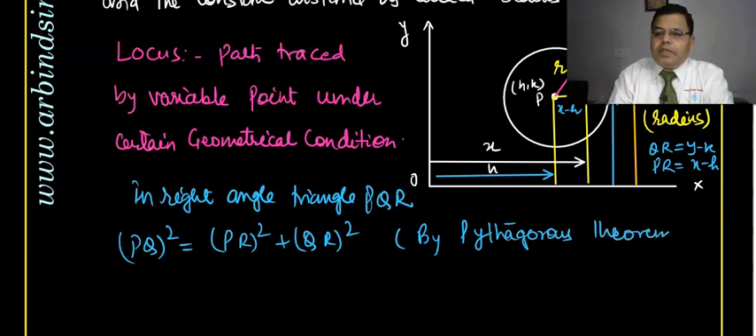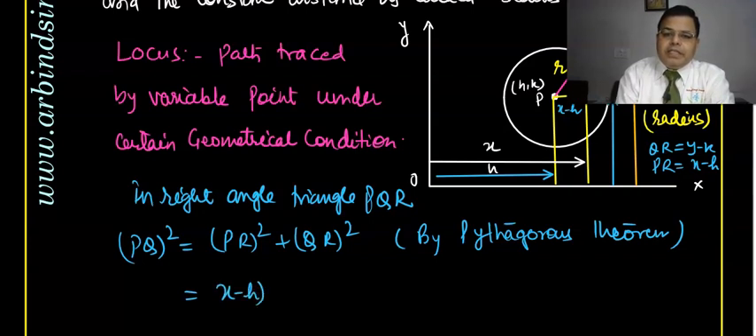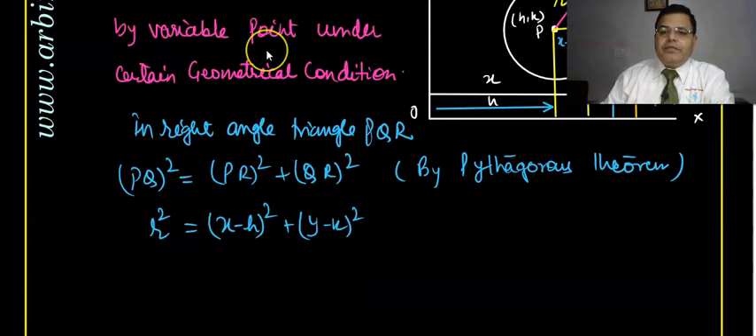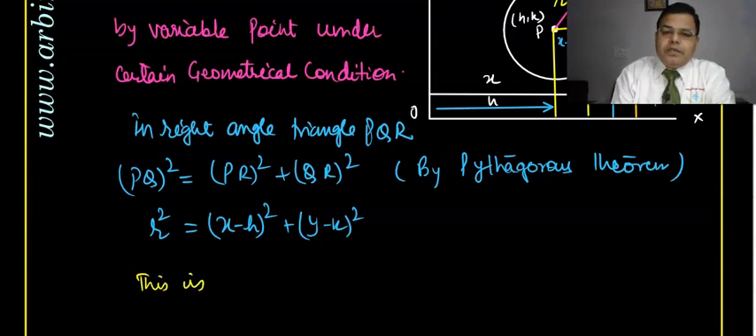Theorem, isn't it? So what will happen? This is nothing else but (x minus h) whole square. This is nothing else but (y minus k) whole square. And what is that? This is the radius, so r square. So this is the equation of circle.